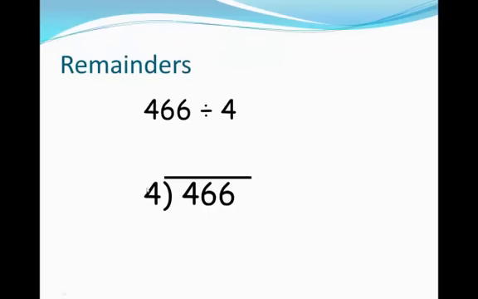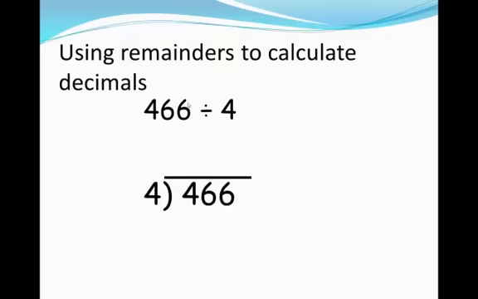In this situation, your divisor is 4 and your dividend is 466. 4 into 4 goes once with no remainder. 4 into 6 goes once with 2 remainder. 4 into 26 goes 6 with a remainder of 2. Now this is the way that you did it when you were in primary school. We are now going to look at doing division using the remainder but creating a decimal instead of a remainder 2. Now the way that we would do that is the same thing.